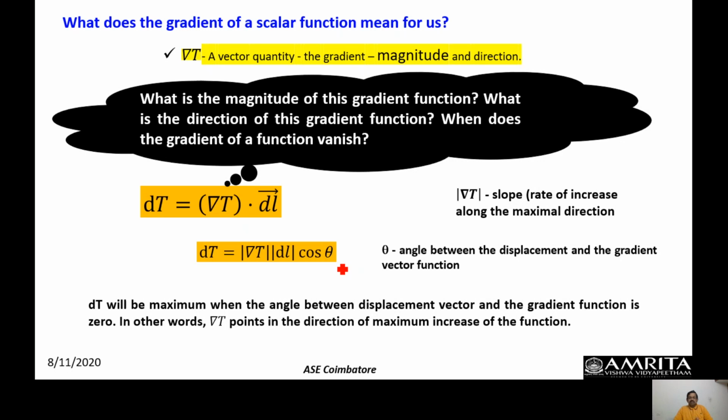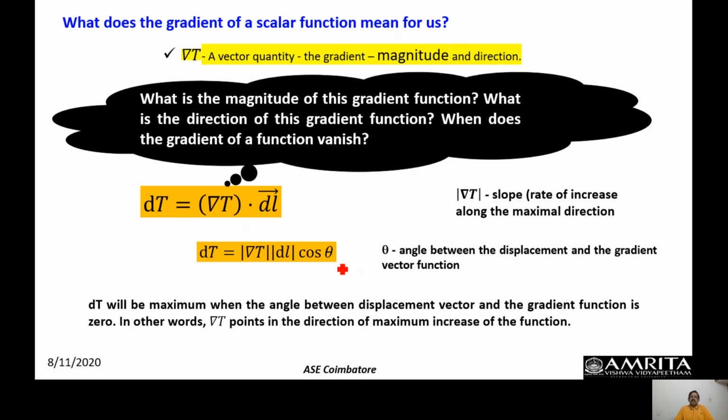The context of why we are studying this in relevance to electromagnetics is that we are going to come to terms with using a scalar function, which is the electrostatic potential. If I take the scalar function electrostatic potential and operate the del operator on that scalar potential function, I am going to get del V.